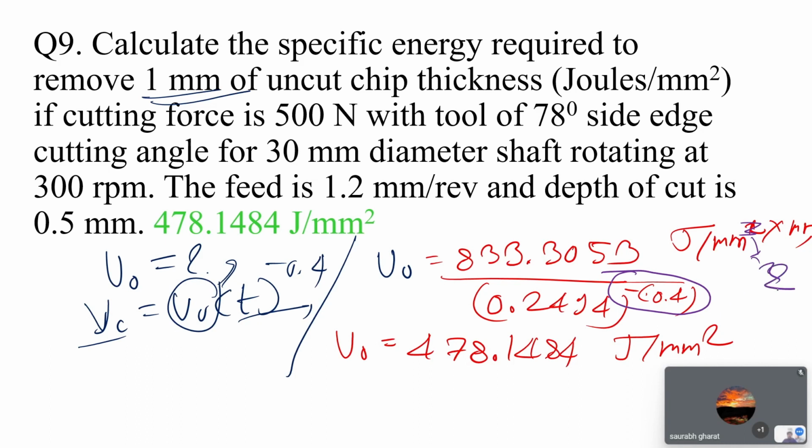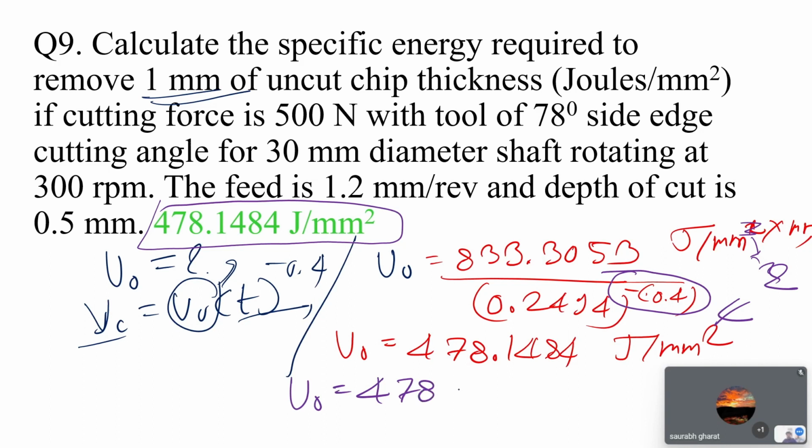This is your answer. As mentioned here, it will be 478.1484 joule per millimeter square. This will be your answer. Now go to the first question number.